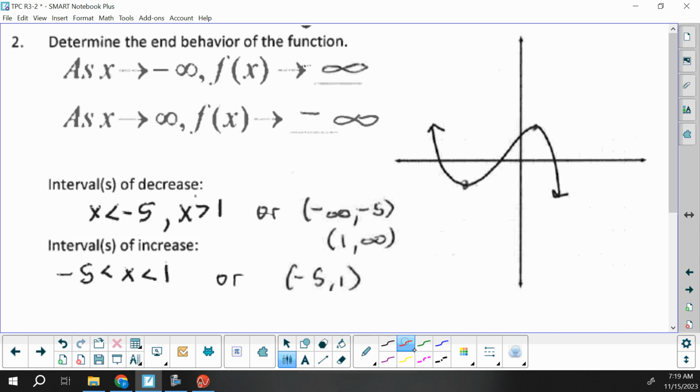Our intervals of decrease would be this interval and this interval. So that would be when x is less than -5 and when x is greater than 1. That would be with inequalities. And then if you wrote it in interval notation, you would have rounded -infinity and then -5 rounded because we're not including those turning points. And then likewise 1 to infinity for the other one. And then our interval of increase is that interval in between. So that's from -5 to 1. Notice with these double inequalities, both inequality signs are opening towards the bigger one, towards the 1.